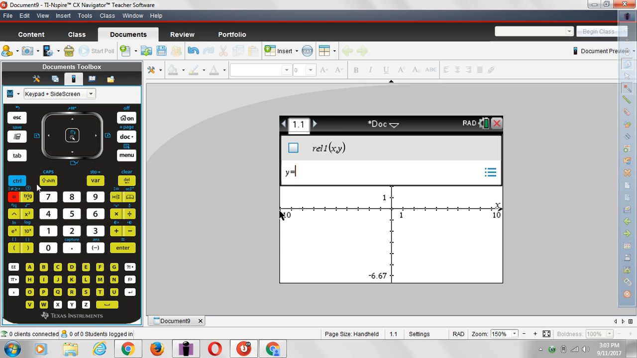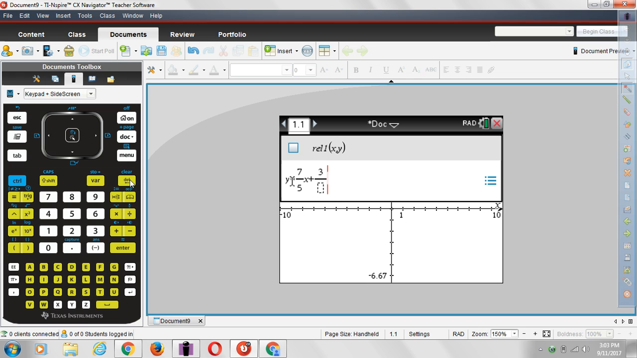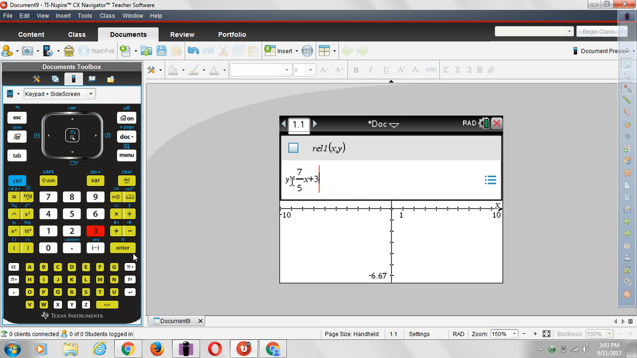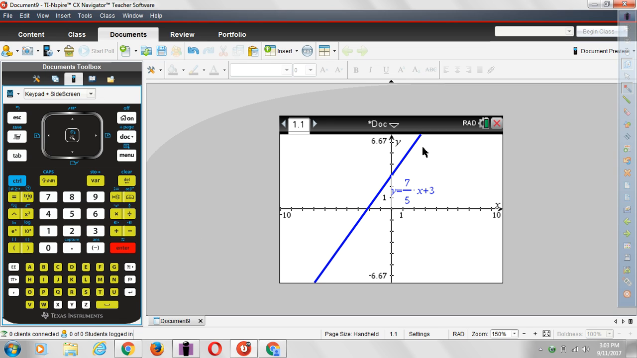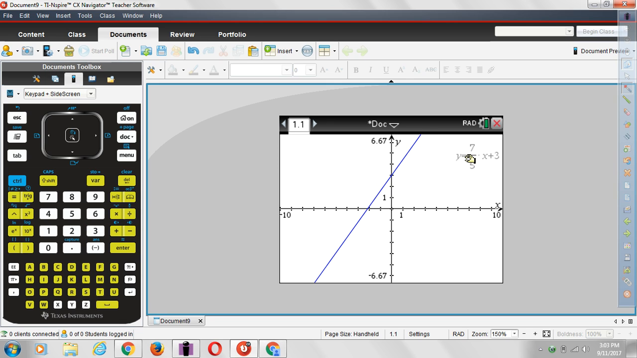Y equals, empty fraction is control divide, 7/5 x plus 3. I'll say that again, guys. An empty fraction can be made very easily by pressing control divide. You see that there? Well, it made it a fraction. I don't want a fraction, though, so I'm going to put my number 3 back there. Okay, and we'll press enter. And there is my line. Okay, so you can see here that I have my graph.